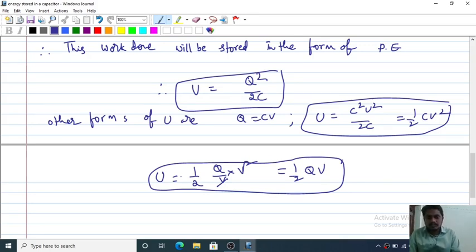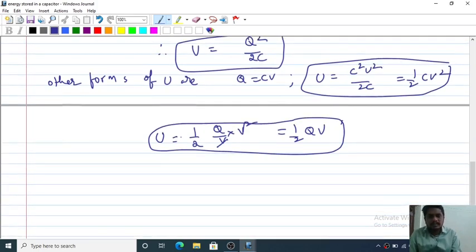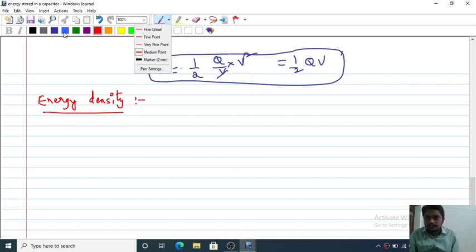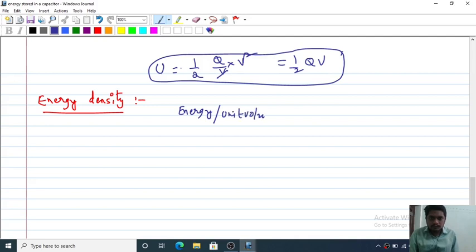Okay, this will be stored in the form of energy stored between the plates of a capacitor. Now I'll write an expression for energy density. Energy density is nothing but the energy per unit volume. Energy density is equal to energy per unit volume, represented by small u, equals energy by volume.